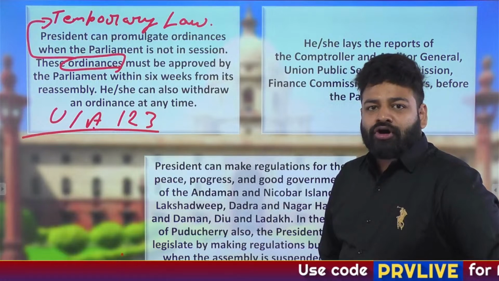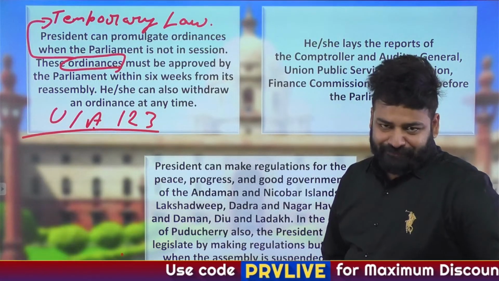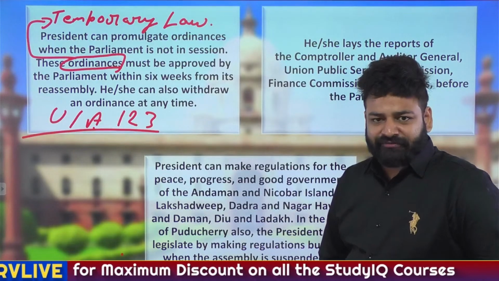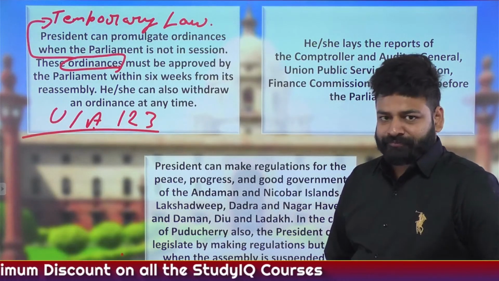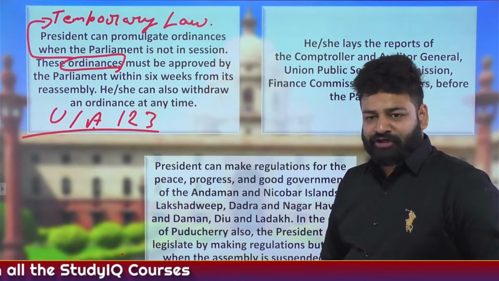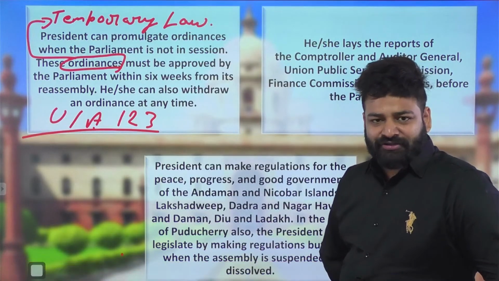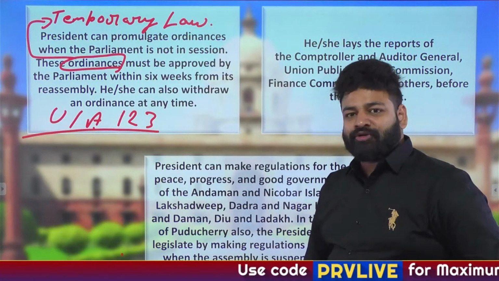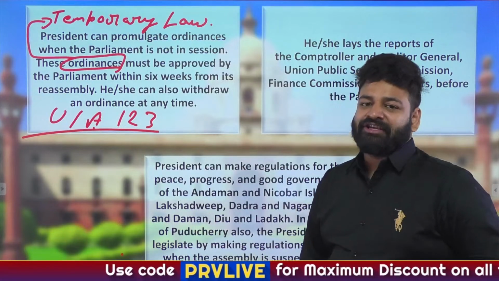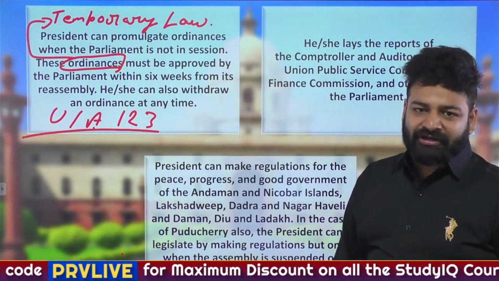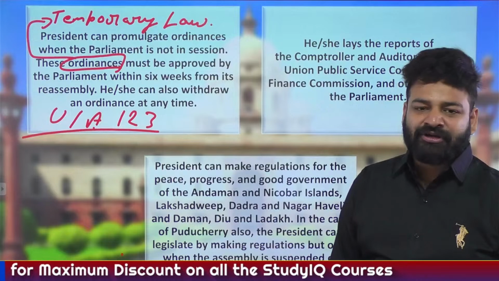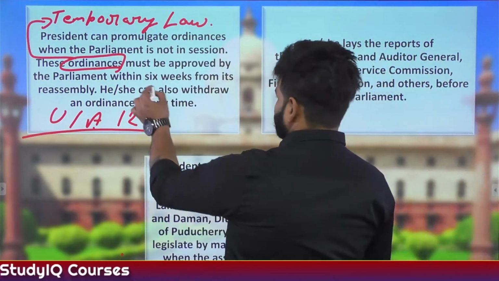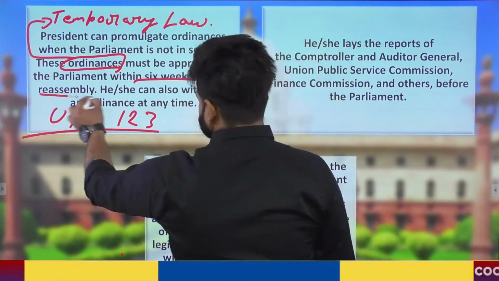In case the Parliament is not in session and a situation arises for which we do not have any specific law, then using Article 123, on the aid and advice of the Union Council of Ministers, the President can promulgate ordinances. These ordinances could be converted by the Parliament or not. But for that, Parliament has got 6 weeks of time from its reassembly.